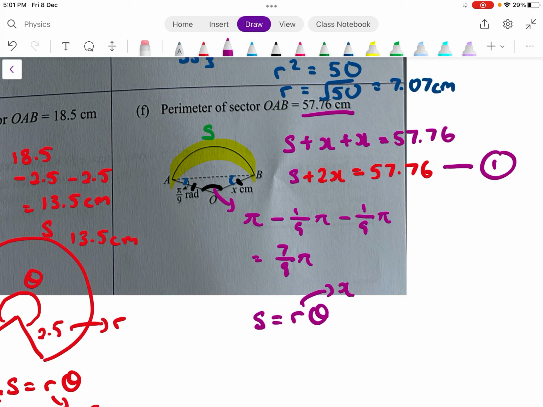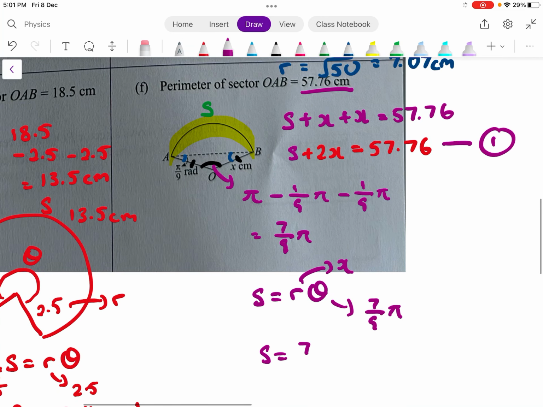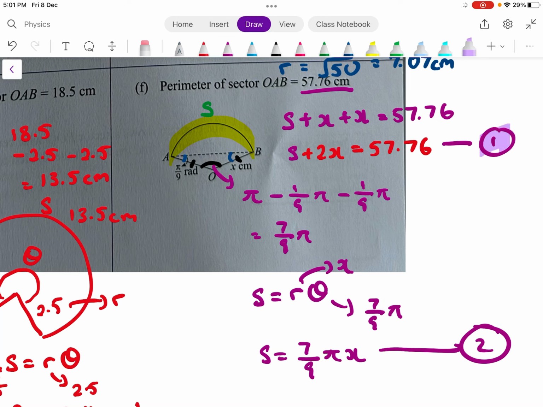So I just put as X. What about theta? Okay, theta now I know. So it's about 7 over 9 pi. Okay, now I actually get the second equation already. S equal to X times 7 over 9 pi, just 7 over 9 pi X. Okay, I just put like that. With this I got the second equation. So of course you see there is this kind of thing, 1 and 2. We need to use simultaneous equation.